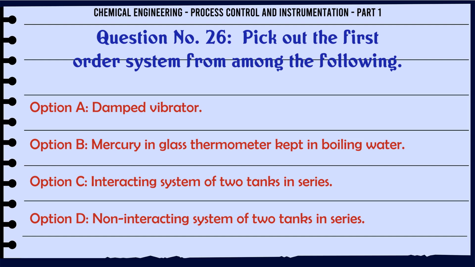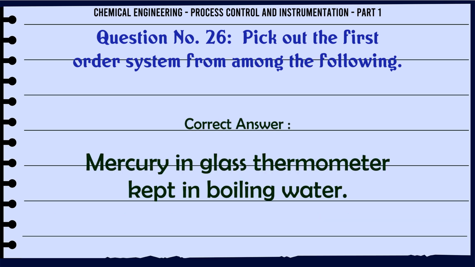D. Interacting system of two tanks in series. D. Non-interacting system of two tanks in series. The correct answer is mercury in glass thermometer kept in boiling water.